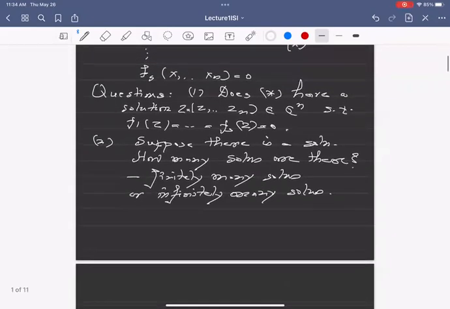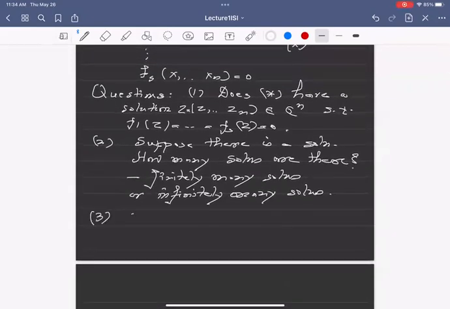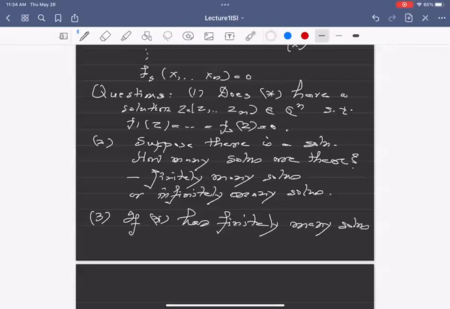So suppose we have finitely many solutions. If star has finitely many solutions, then how many? So how do we count? Is there a way to predict the number of solutions?